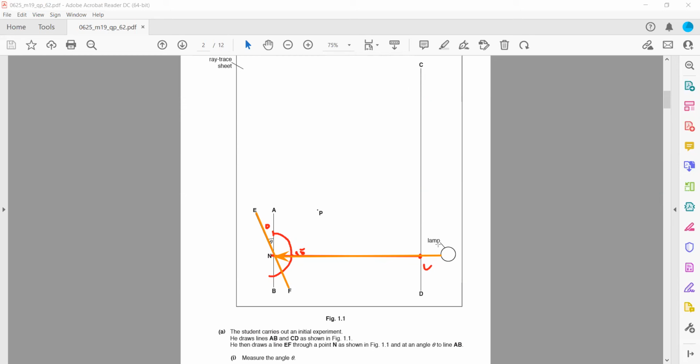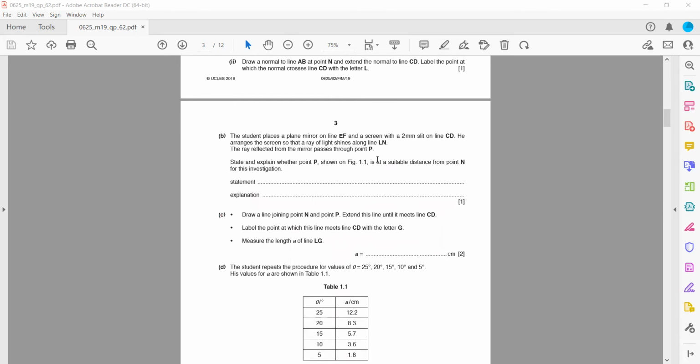So whether this position P is suitable or not. What should be your answer? Your answer: it is not suitable. Why is it not suitable? The statement here will say it is not suitable, because it is closer to the mirror.